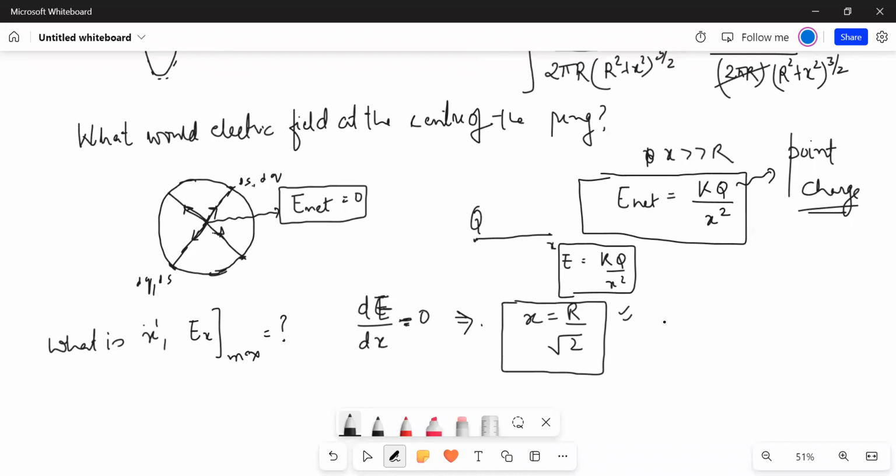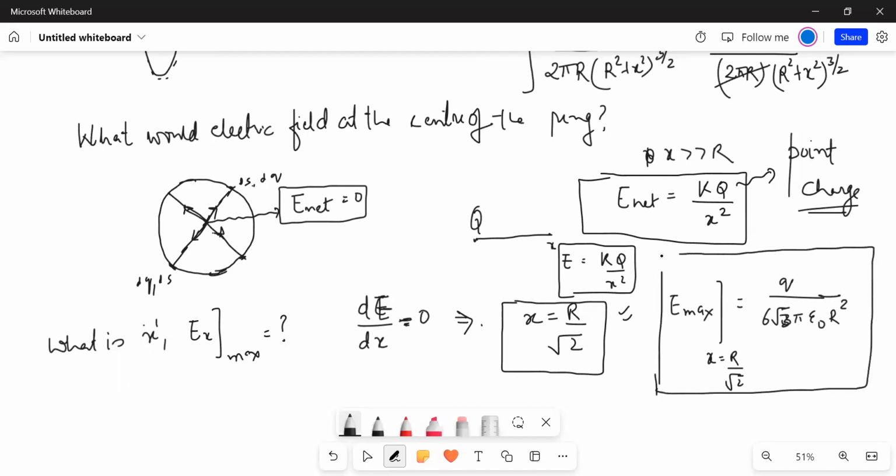Yes, sir. Okay. And if you want to find the electric field at this particular point, you just need to place x equal to r upon root 2. If you do that, the answer you will get is q upon, I think this is the answer, 6 root 3 pi epsilon naught, and then you can place r upon root 2, and this will give you r squared. So this is the maximum electric field, on the axis of the ring.